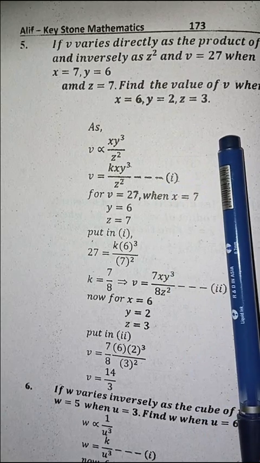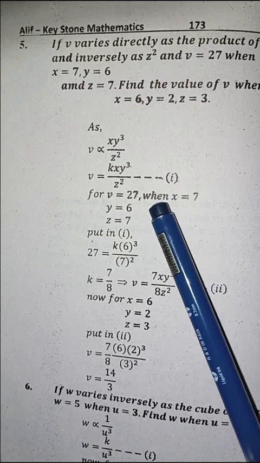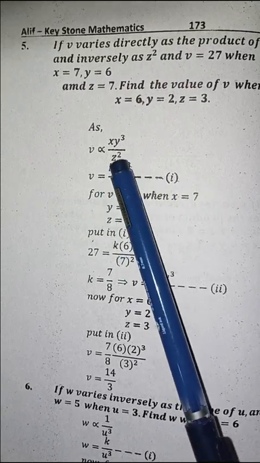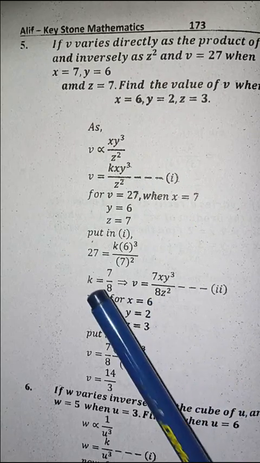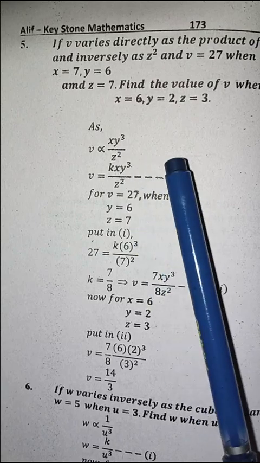Now we are given the values v = 27 when x = 7 and y = 6. We put the values of v, x, y and z in equation 1 and we get the value of k. We find the value of k, which is 7/8. Put the value of k in equation 1, we get v = 7/8 xy³/z².